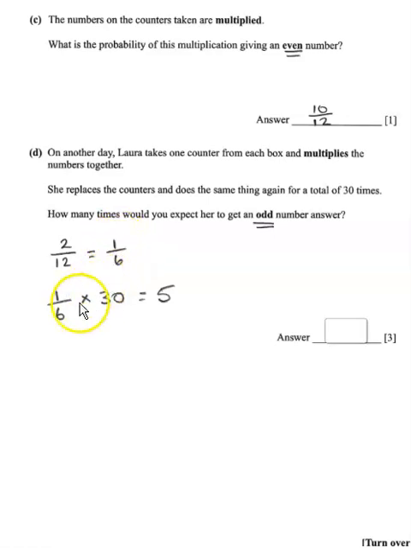So we use this 1 over 6 and times it with the 30 times here. And then it's just basically 30 divided by 6, which is 5. So we have a final answer of 5. Expecting 5 odd numbers to come up out of those 30 times.